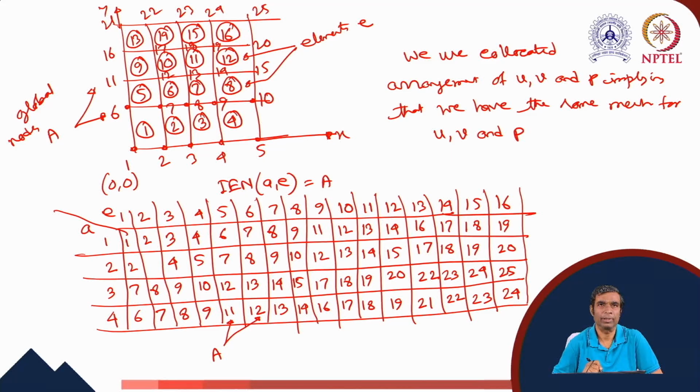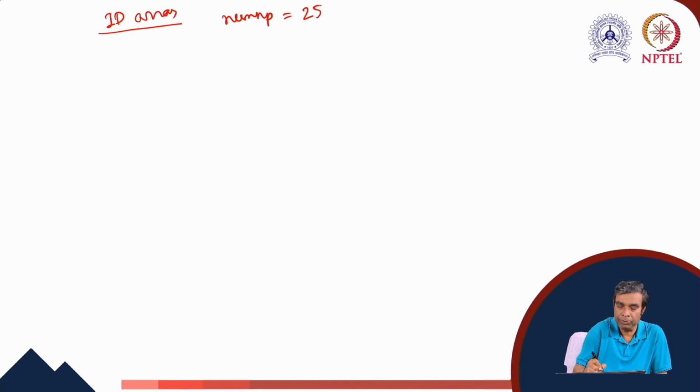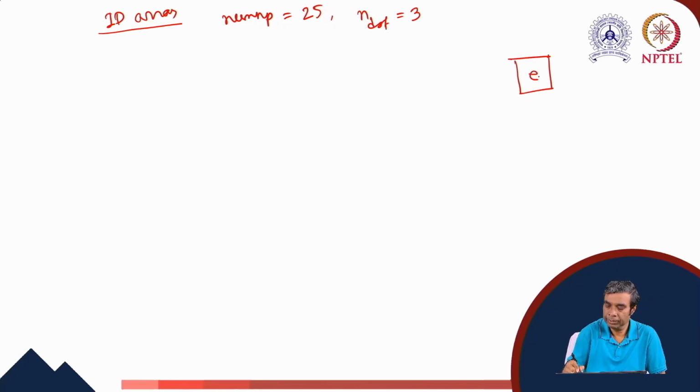Now we shall construct the ID array. So for generating the ID array, let us first go to the total number of nodes. Our num_np equals 25. Our SDOF, number of degrees of freedom per node, is 3 for the collocated variable arrangement. So this is an element. We have 4 local nodes, 1, 2, 3 and 4. We have U, V and P present at all the local nodes.